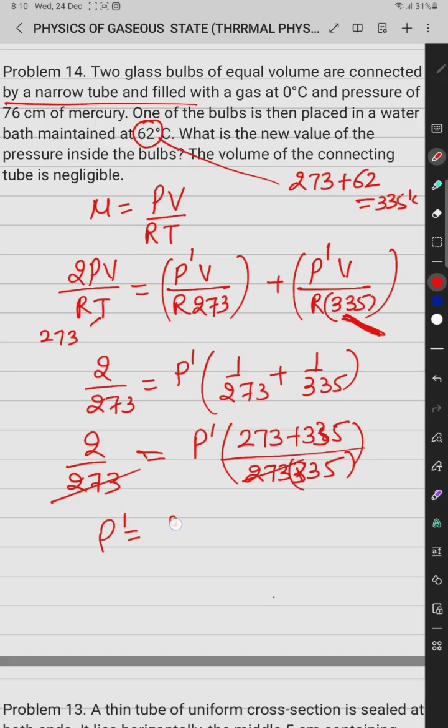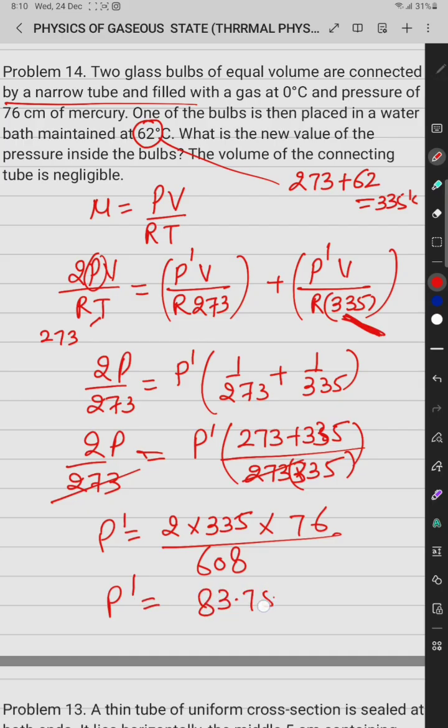So P dash equals 2 into 335 multiplied by the initial pressure, which here was 76 centimeter of mercury, divided by 608. If we calculate P dash, then P dash equals 83.75 centimeter of mercury. In terms of mercury, the answer is 83.76. So with the temperature increase, the common pressure of both will be 83.75 centimeter of mercury.